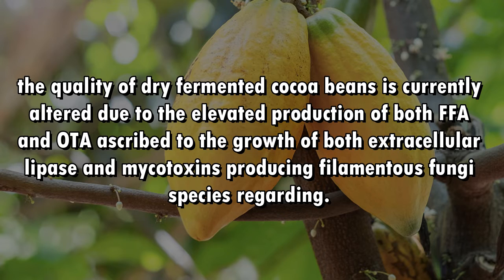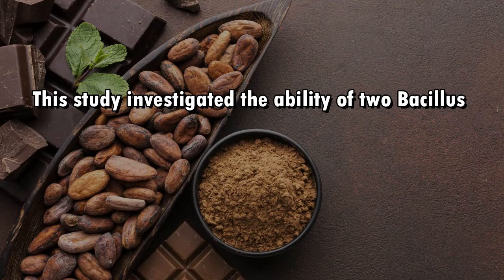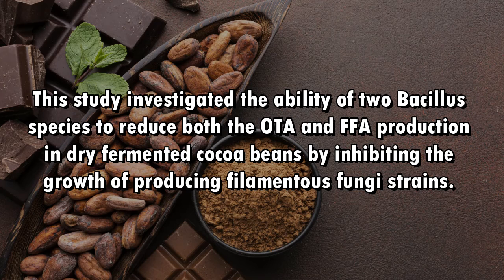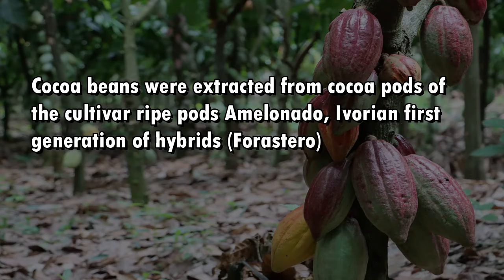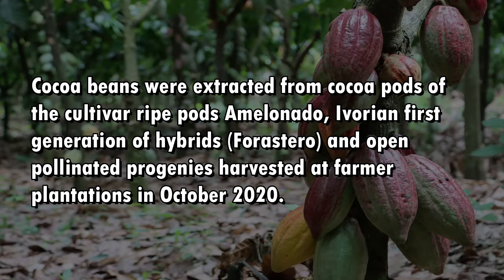fungi species. Regarding this, the study investigated the ability of two Bacillus species to reduce both the OTA and FFA production in dry fermented cocoa beans by inhibiting the growth of producing filamentous fungi strains. Cocoa beans were extracted from ripe cocoa pods of the cultivar Amelonado, Ivorian first generation of hybrids, Forastero, and open-pollinated progenies harvested at farmer plantations in October 2020.